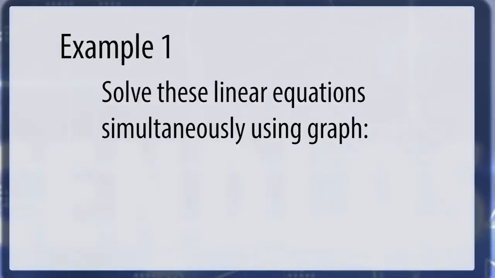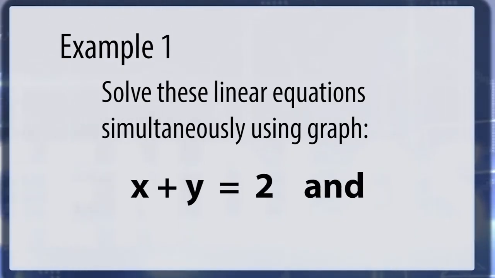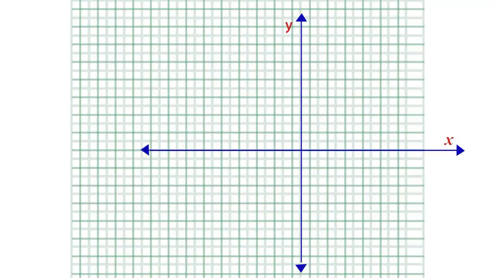Let me show you how to solve simultaneous equations using the intercepts. Solve these linear equations simultaneously using graph: x plus y is equal to 2 and x minus y is equal to 6. To solve for x and y, let us find the intercept on both axes. That is, when x is equal to 0 and when y is equal to 0.